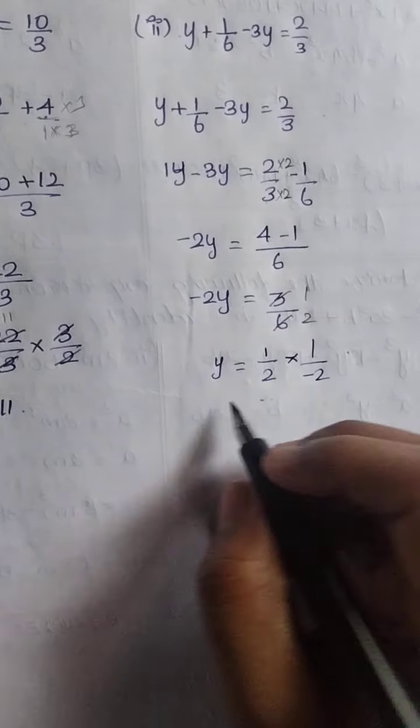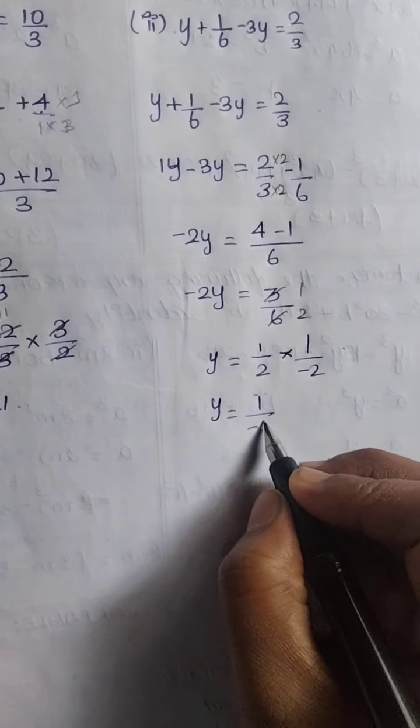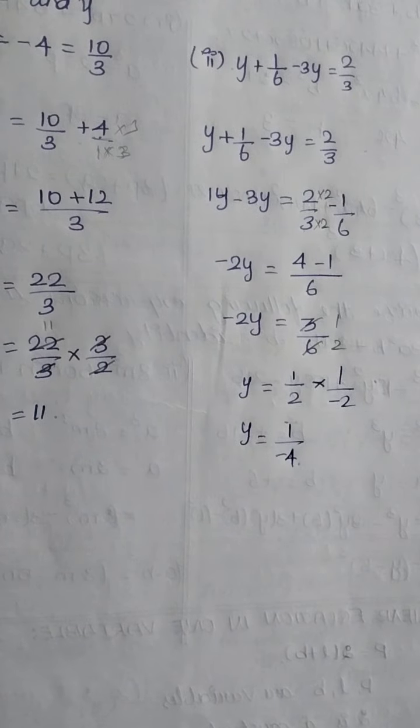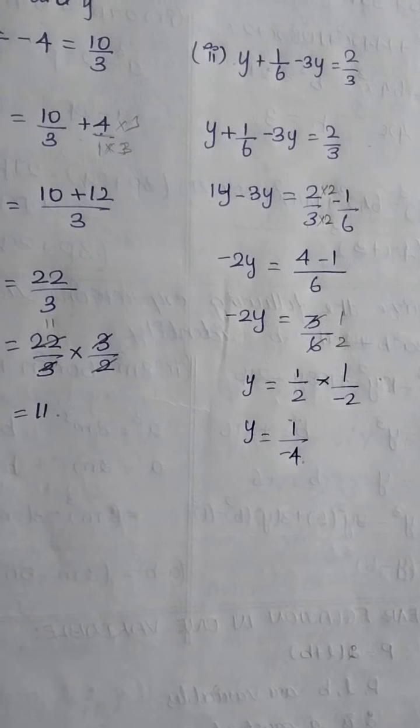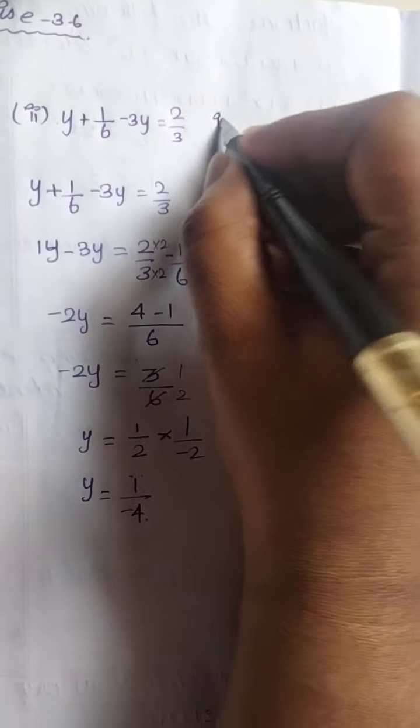Okay. So what is y? y is equal to 1 divided by −4. So what is the answer? 1 divided by −4 is the answer for this sum. Then the third subdivision. What is the third subdivision?